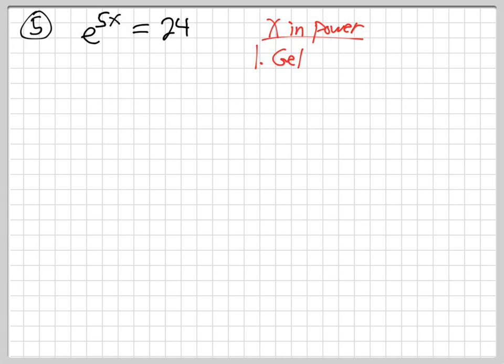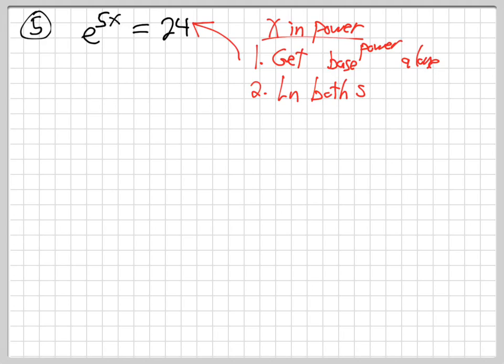Get the base to the power alone. It already is alone, right? If there was a number out here like a 2 or whatever, I'd have to divide that off first. Or if there was like a 2 added, I would need to subtract it off first to get that base to the power alone. It already is alone. Step 2, you know what to do.